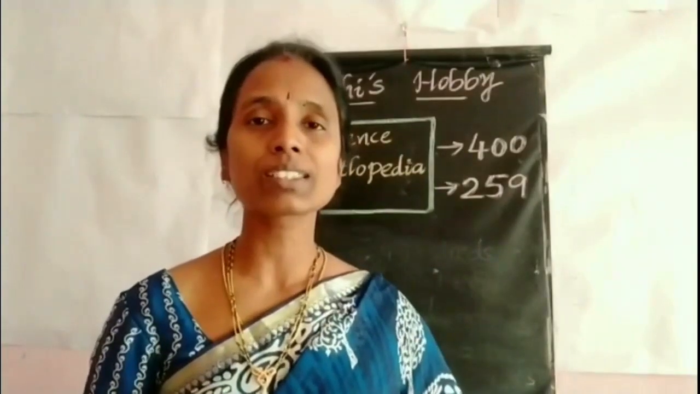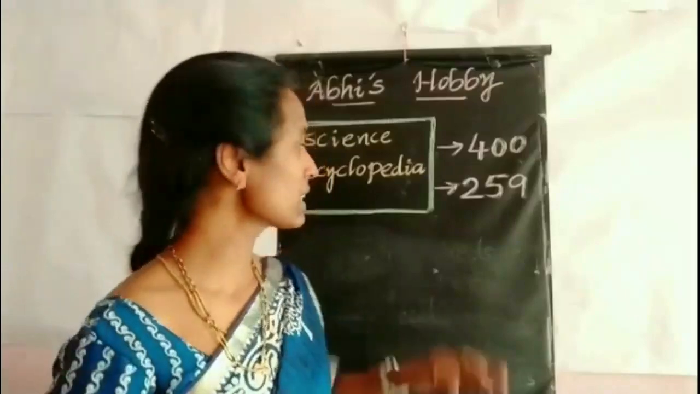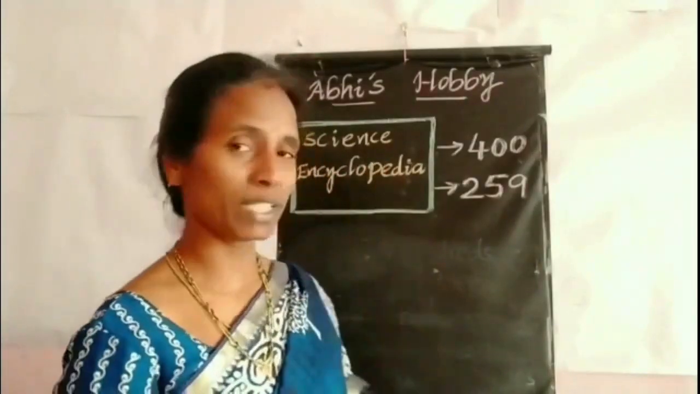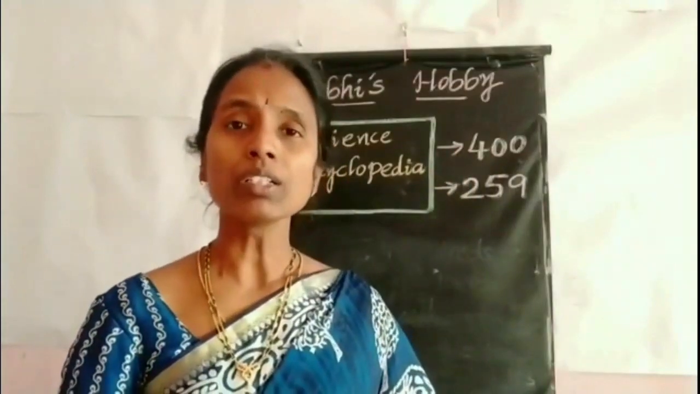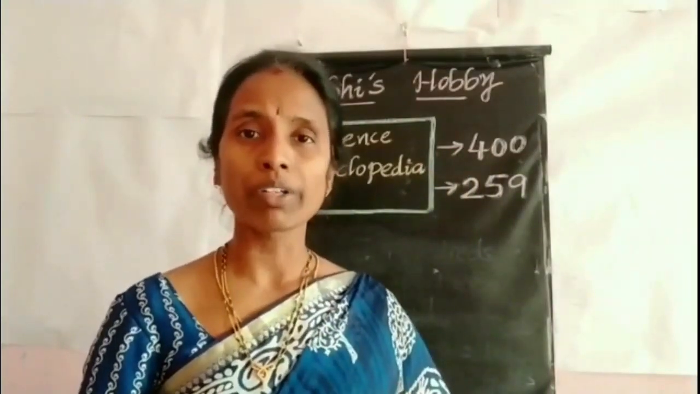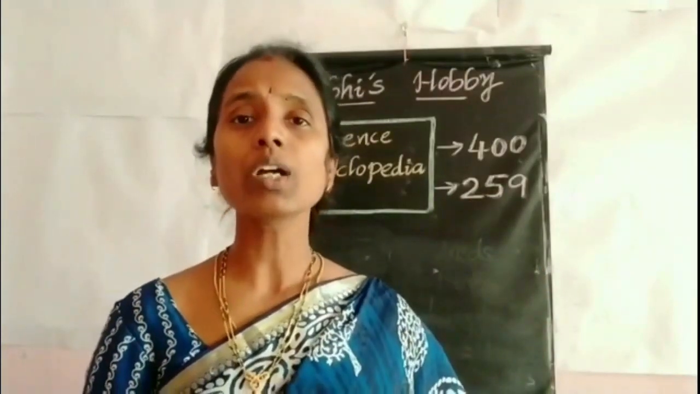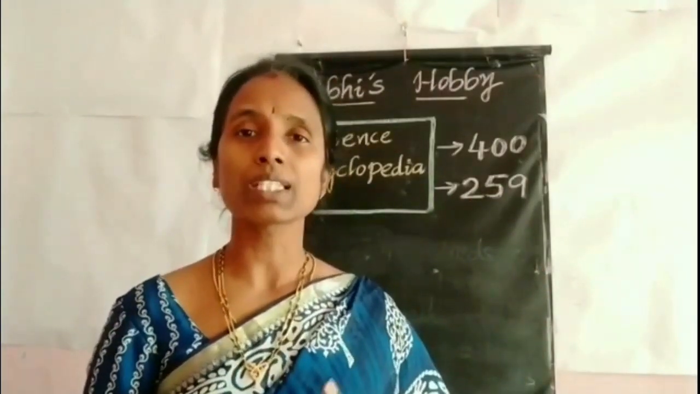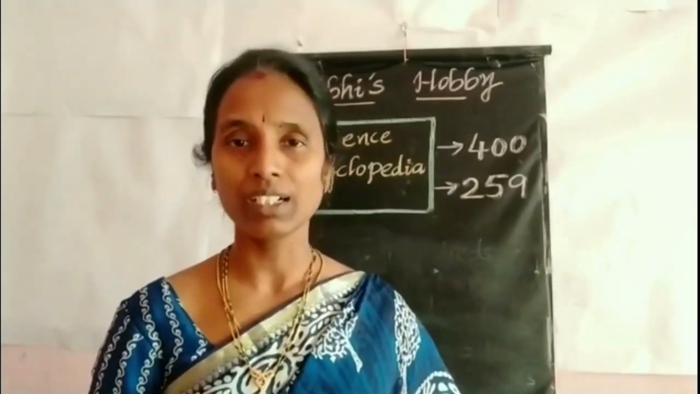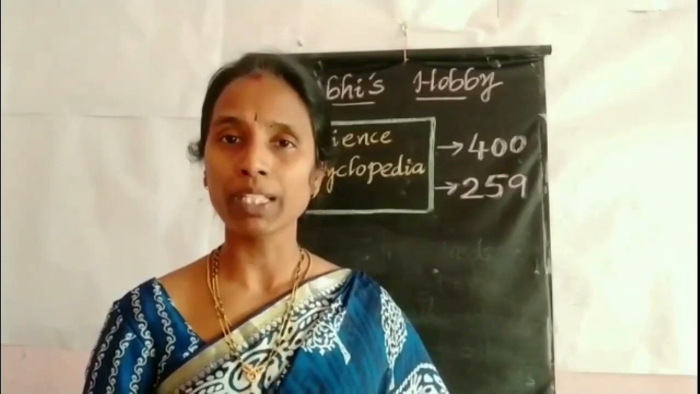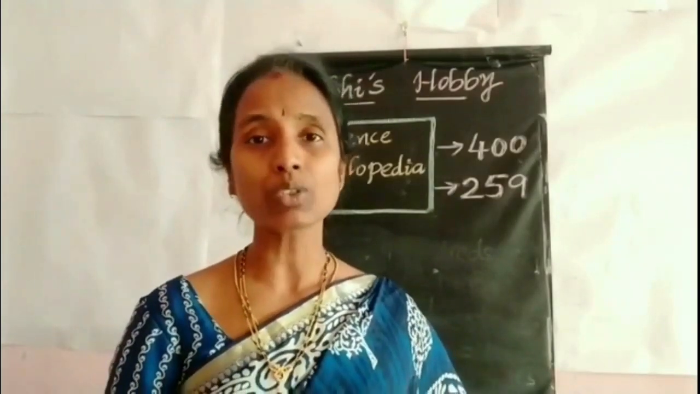Children, as we discussed in the story, Abhi's hobby is reading books. Recently, he started reading a Science Encyclopedia, which contains 400 pages. Among 400 pages, Abhi has already read 259 pages. Now, we are going to find how many pages are left to read. It means we have to find the number of pages left. How many pages still does Abhi have to read?